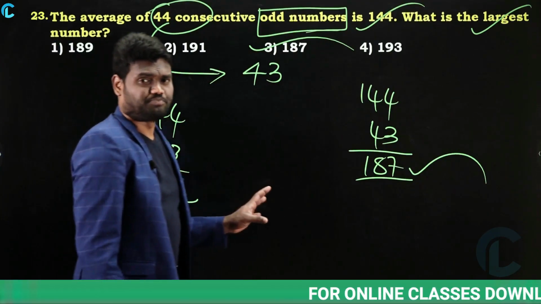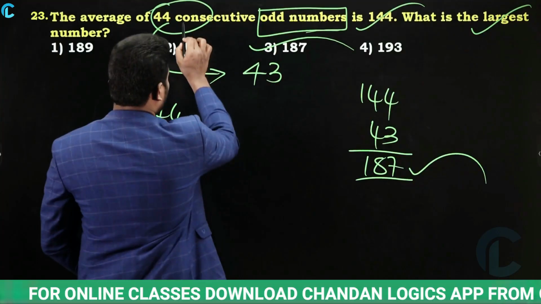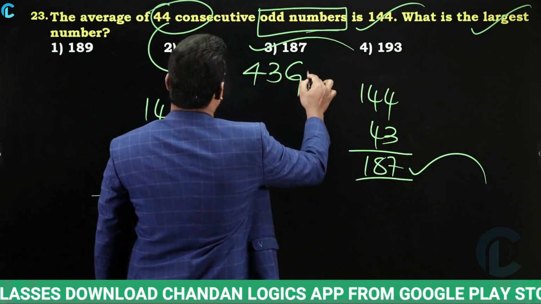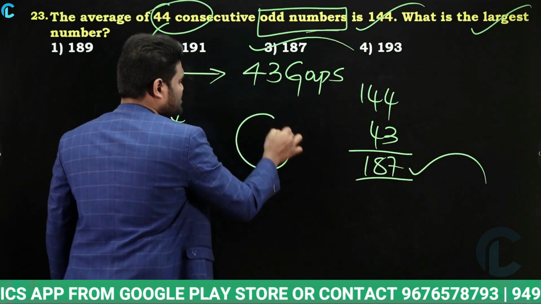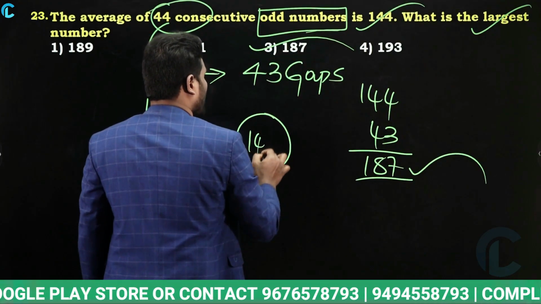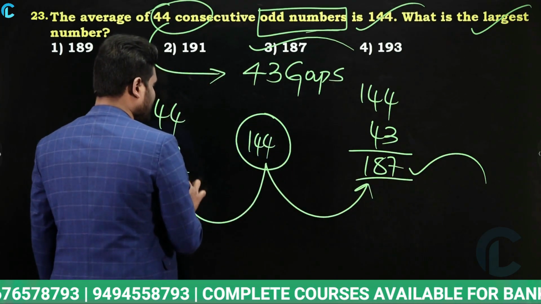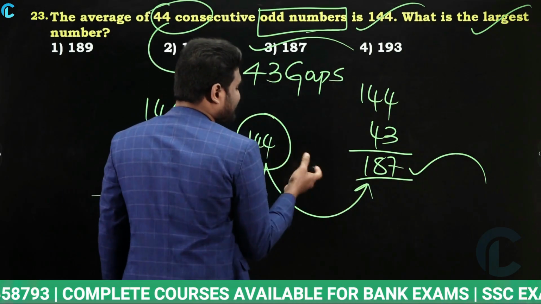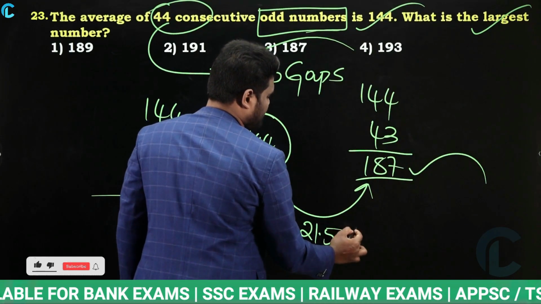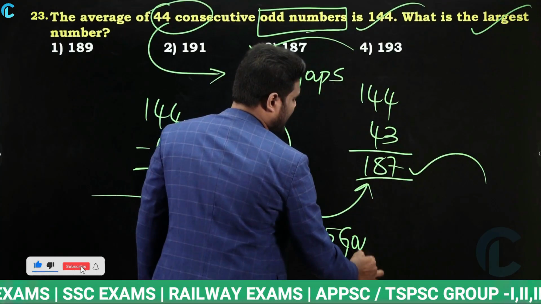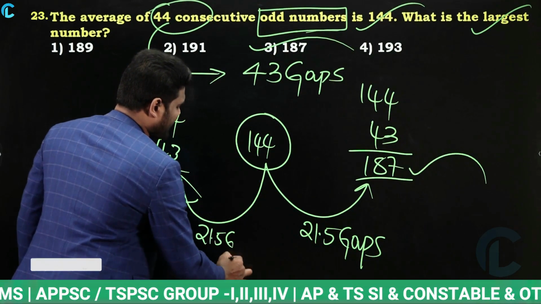These are very simple. Or else you can go with the normal procedure, whatever I had told you. With the normal procedure, 44 consecutive numbers will have 43 gaps. Out of these 43 gaps, the average is nothing but 144. So half of them will be forward, half of them will be backward, which means 43 by 2. 43 by 2 is nothing but 21.5. This is 21.5 gaps. Similarly, it is going to be 21.5 gaps on the other side.